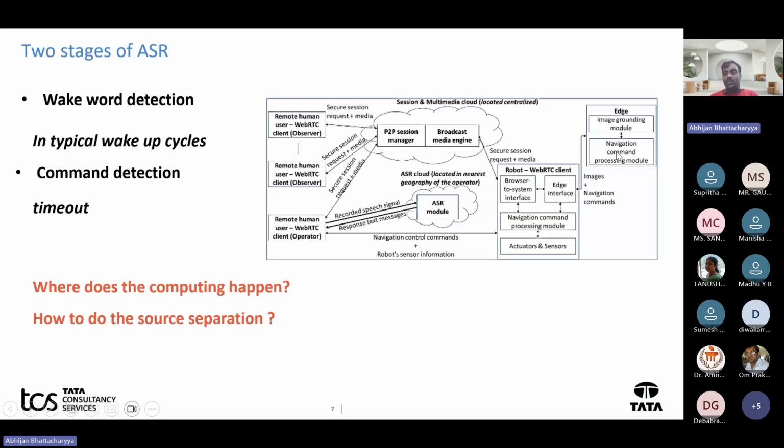The image grounding module is basically identifying the object of interest for the operator. So if I say go to the person standing near the door, it will identify the door and the person, and then the navigation module will guide the robot towards the door. Identifying the door and the geographic location it needs to go to will be done by the image grounding module.